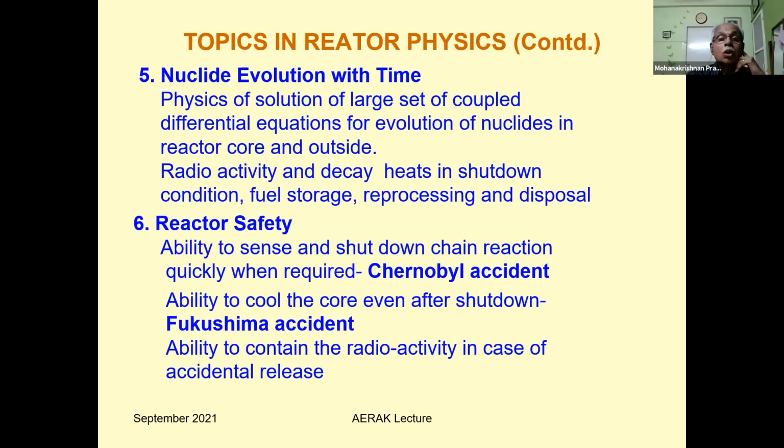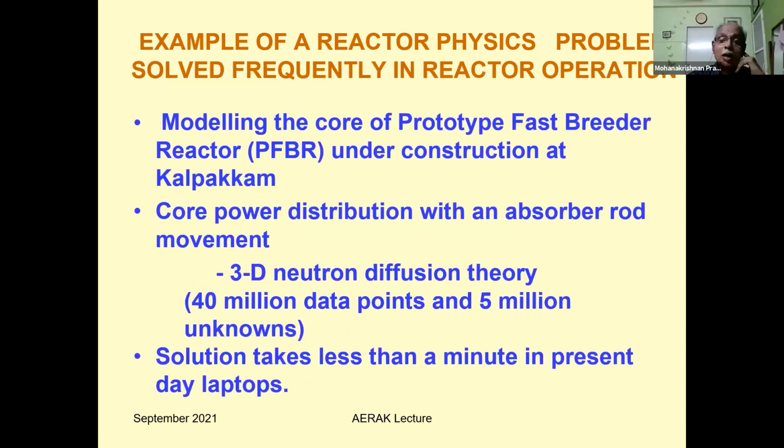So now I have covered, as an outline, the whole thing: nuclear reactors and reactor physics. I will just show one example. That is one solution of the diffusion equation. Modeling of the core of the prototype fast breeder reactor under construction at Kalpakkam, for power distribution with absorber movement. 3D neutron diffusion theory, which has 40 million data points and 5 million unknowns. This present laptop can solve this problem in 1 minute.